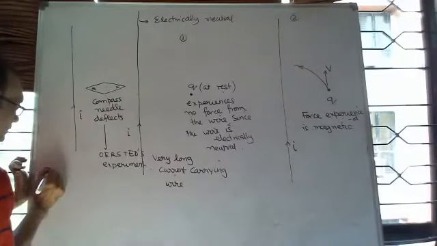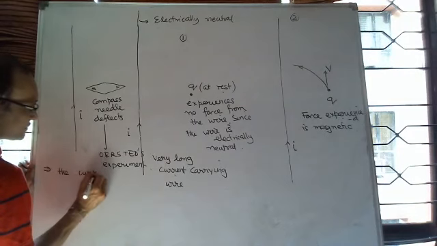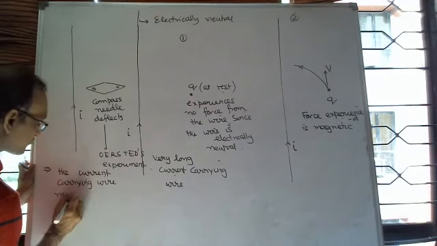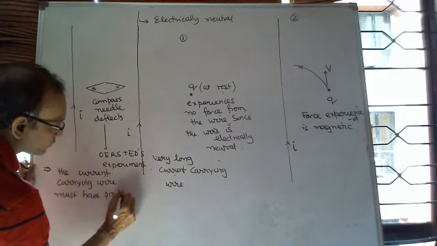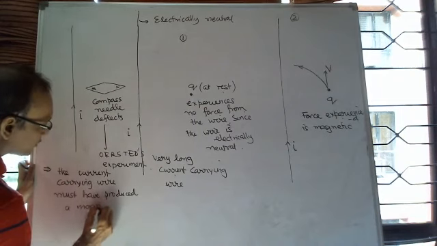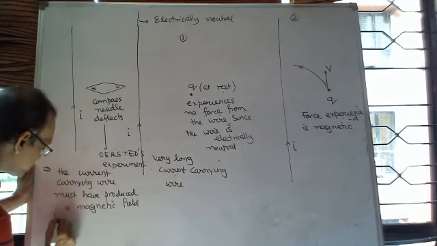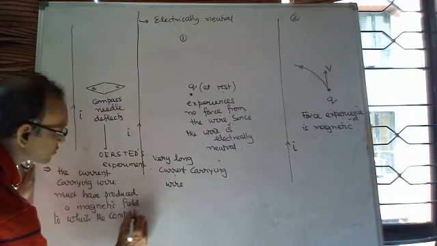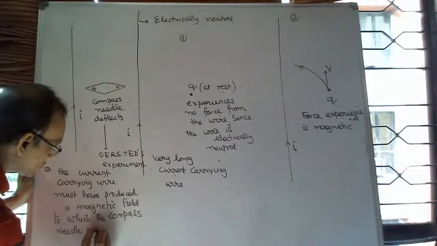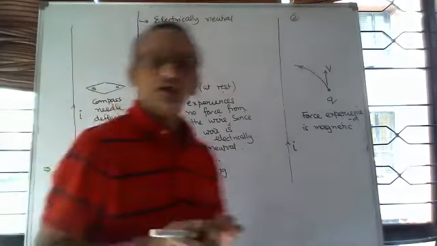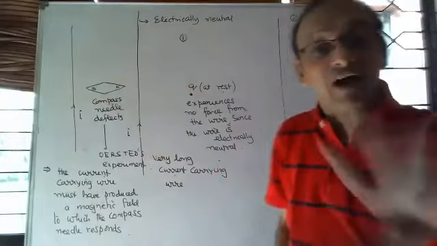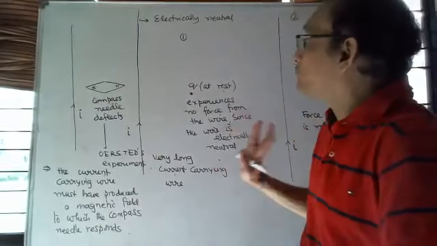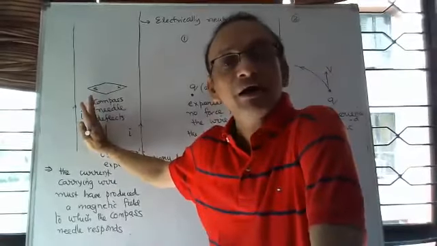Compass needle deflects, implying the current carrying wire must have produced a magnetic field to which the compass needle responds. A compass needle will respond only to a magnetic field. That means a current carrying wire does produce a magnetic field in its surroundings? Yes, sir. This is sure, right? That a current carrying wire is having a magnetic influence.